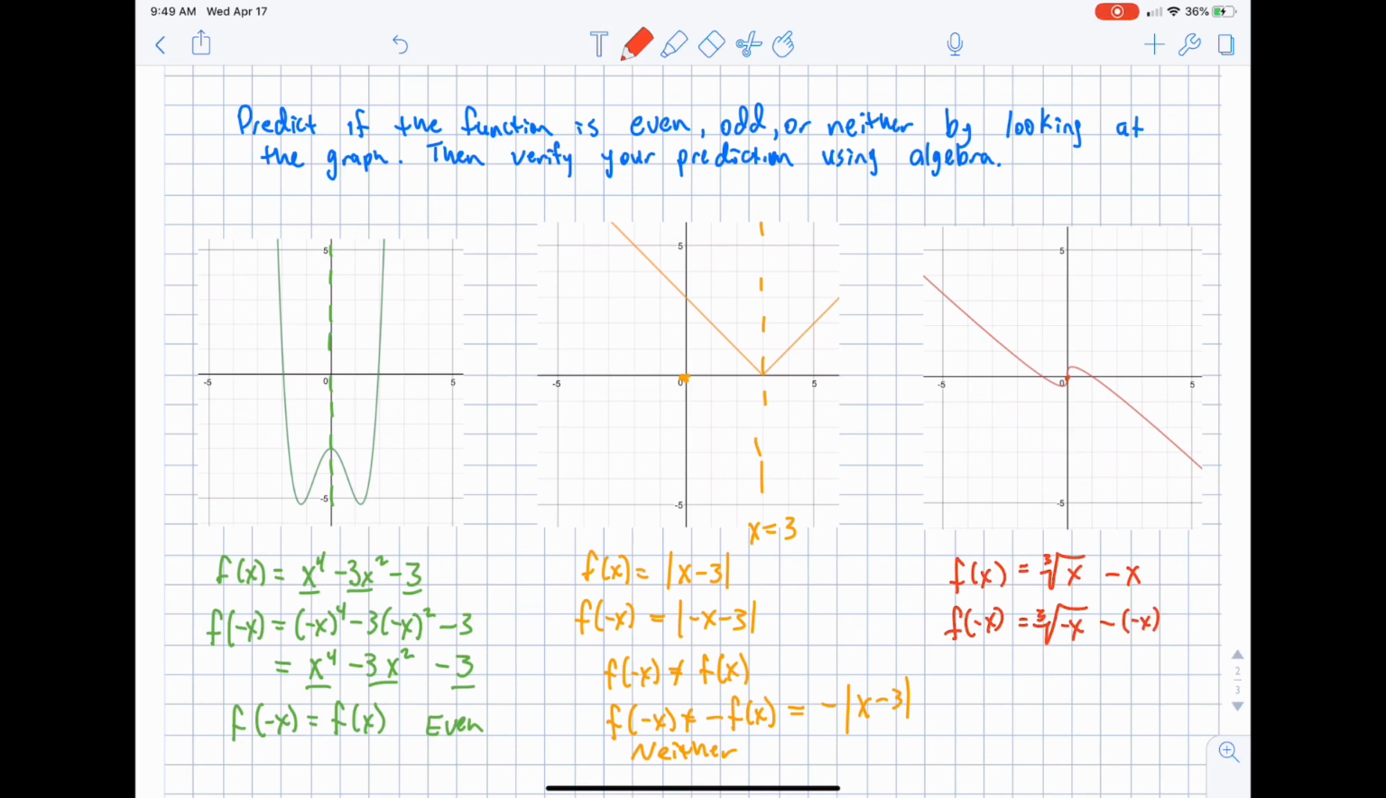So f of negative x is equal to the cube root of negative x minus a negative x. As I simplify that, if I take the cube root of a negative, it's going to remain negative. So I'll have a negative cube root of x, and then minus a negative is going to give me a positive x. And so I see that this is opposite the signs of that, this is opposite the signs of that, and it looks as if I have that f of negative x is the opposite of our original function, which means that the function is odd.